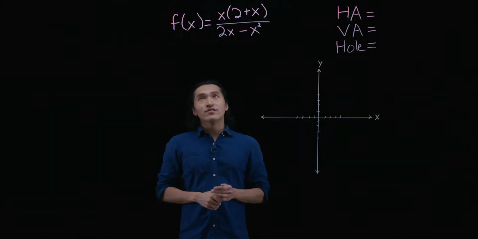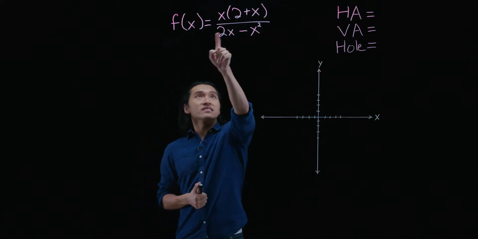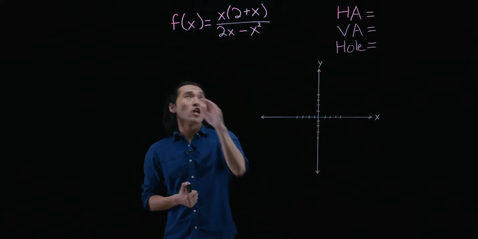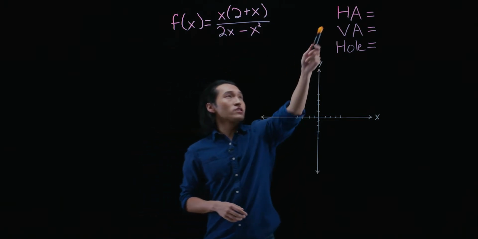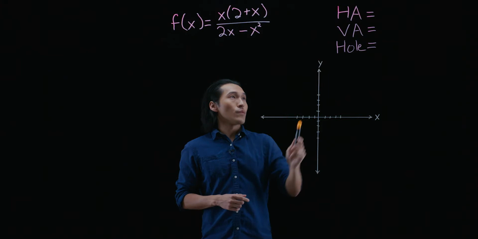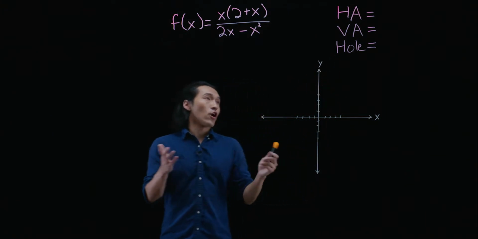So for this problem, they give us a function f of x is equal to x times, parentheses, 2 plus x, all of that divided by 2x minus x squared. And they're asking us to find the horizontal asymptote, the vertical asymptote, and the hole if there are any.